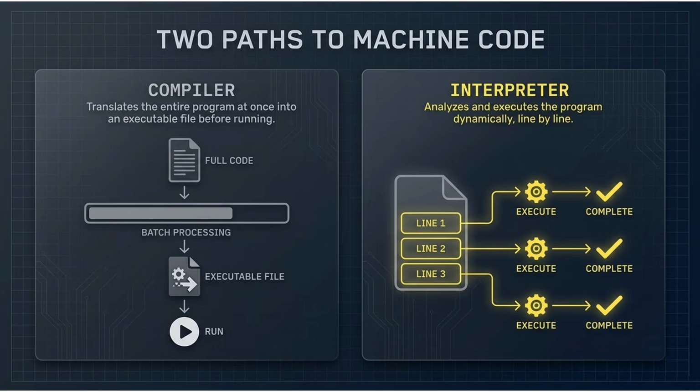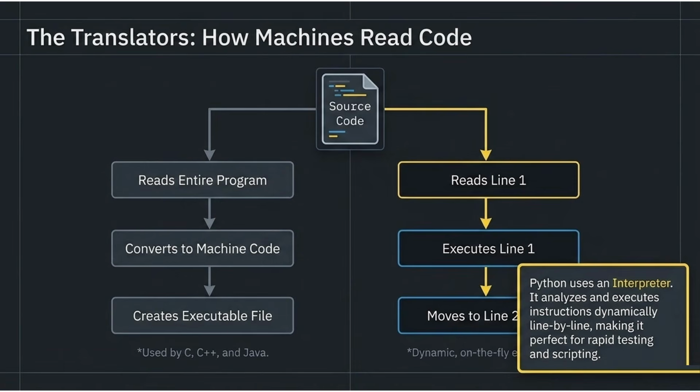An interpreter, on the other hand, is much more like a live translator at the United Nations. It reads your code dynamically. It takes it line by line, translating and executing it right there on the spot. And as you might have guessed, Python is an interpreted language. It relies entirely on that live interpreter.